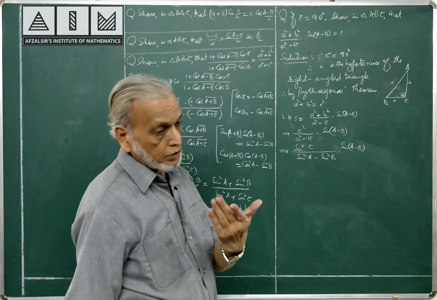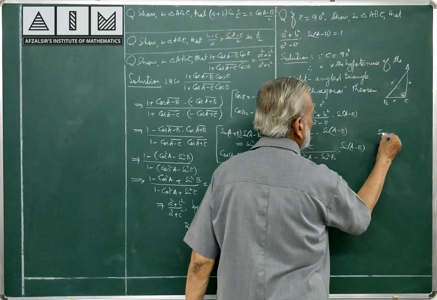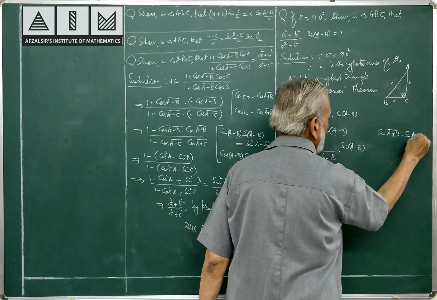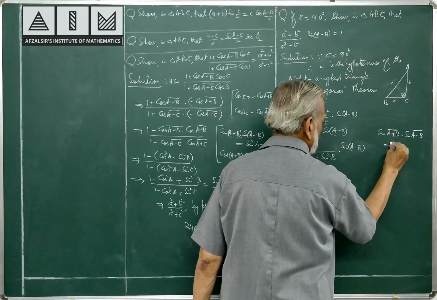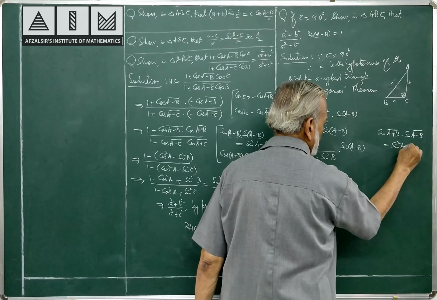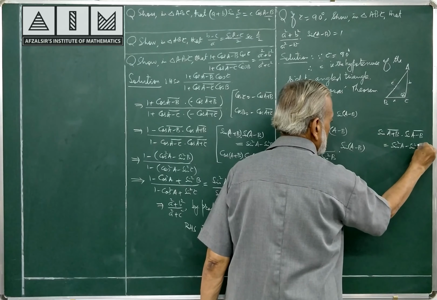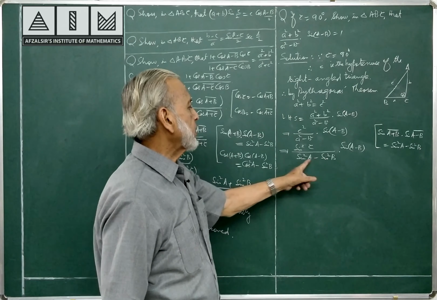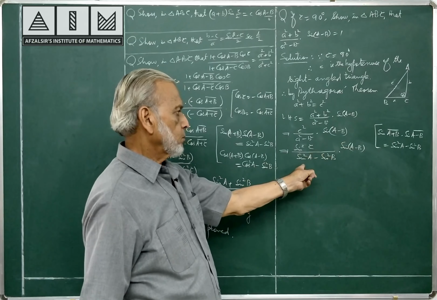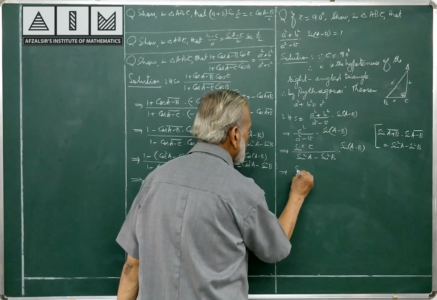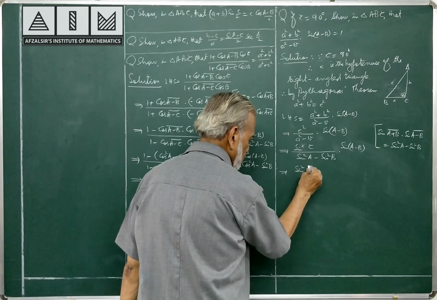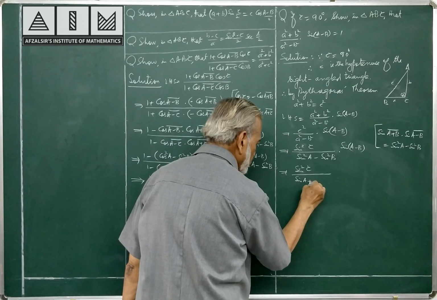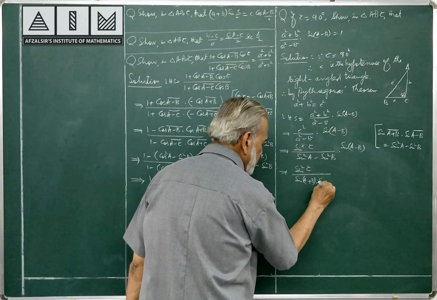In one of the questions earlier, I have already told you sin A plus B into sin A minus B is sin square A minus sin square B. So, I am writing now sin A plus B into sin A minus B here. Sin square C by sin A plus B into sin A minus B.